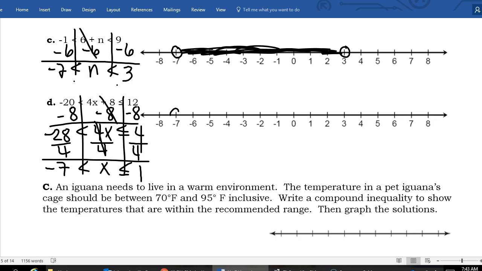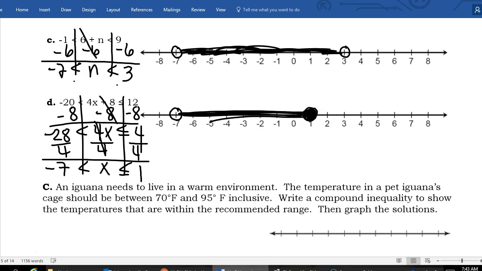So we will circle the negative 7. That does not have an or equal to, so that's good. We're going to circle the positive 1, and because it's or equal to, we're going to shade that circle, and then we shade between, and we're done.